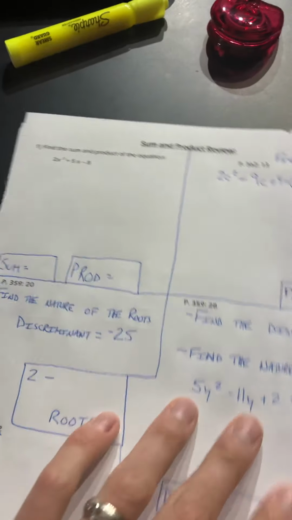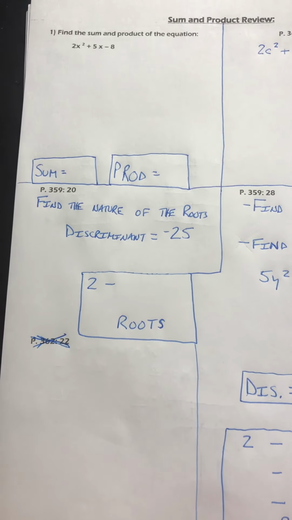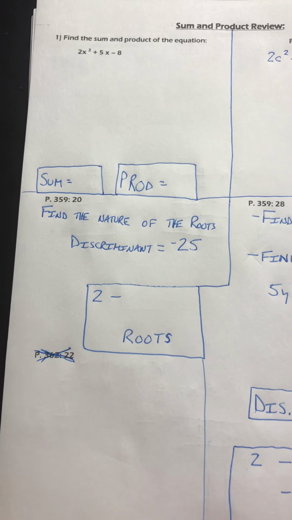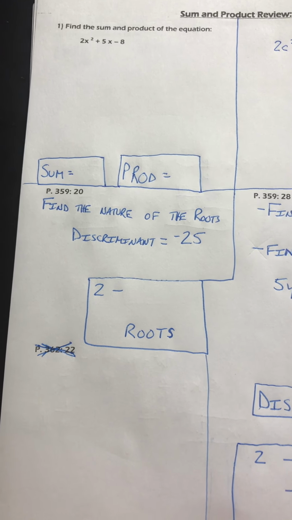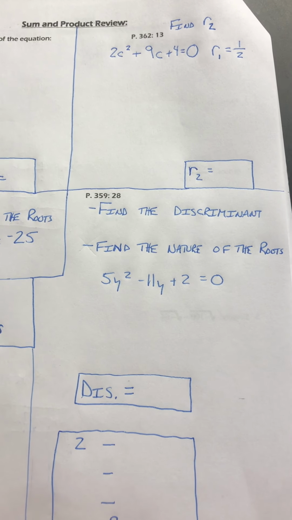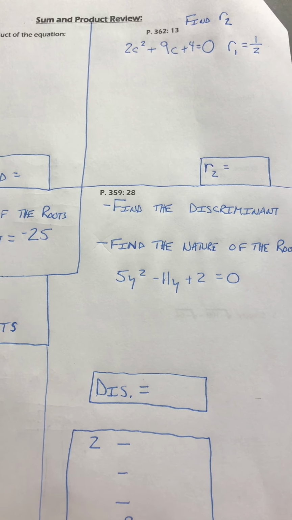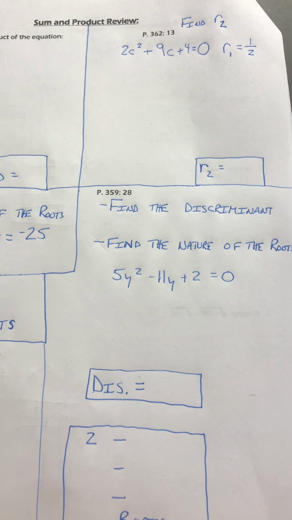The next page is also a review, though, of this specific unit. So for number 1, you're going to be finding the sum and product of the equation. For number 2, you're finding root 2 given the equation 2c squared plus 9c plus 4, and root 1 is 1/2.